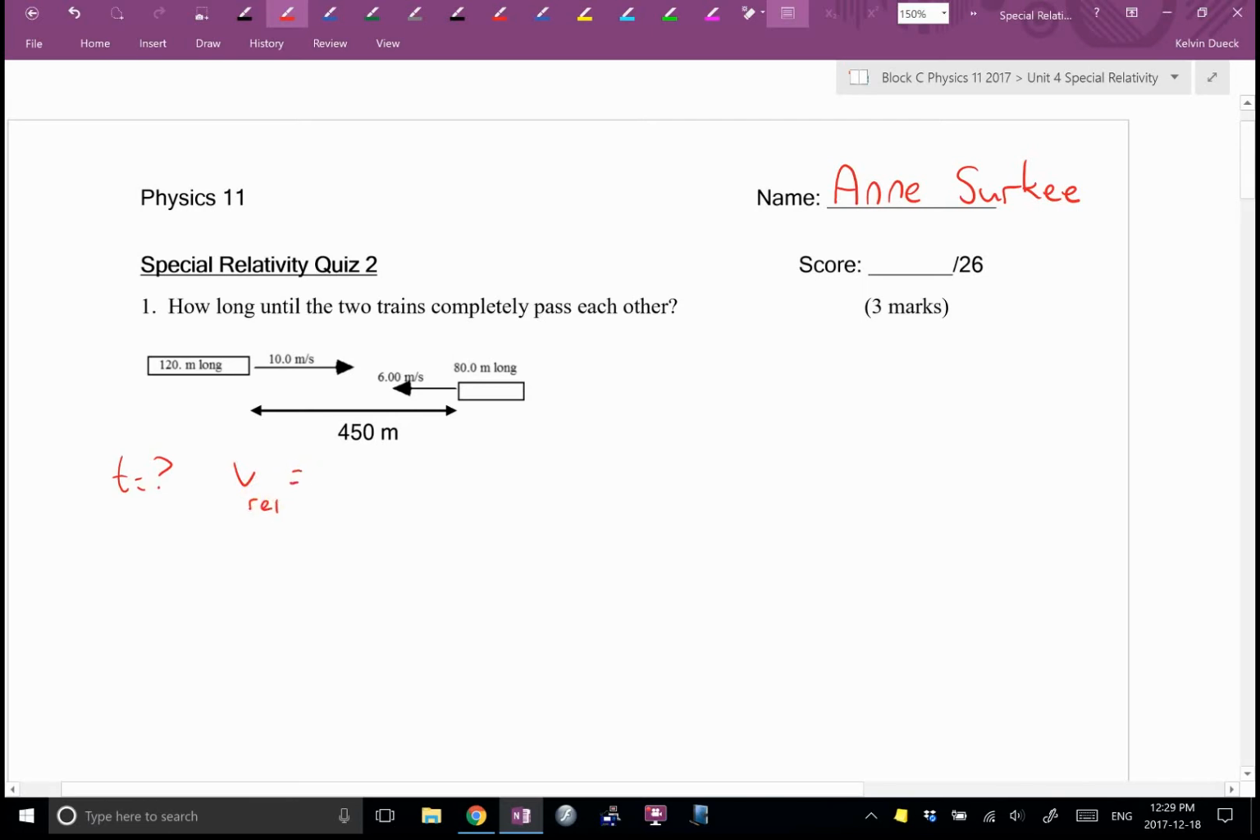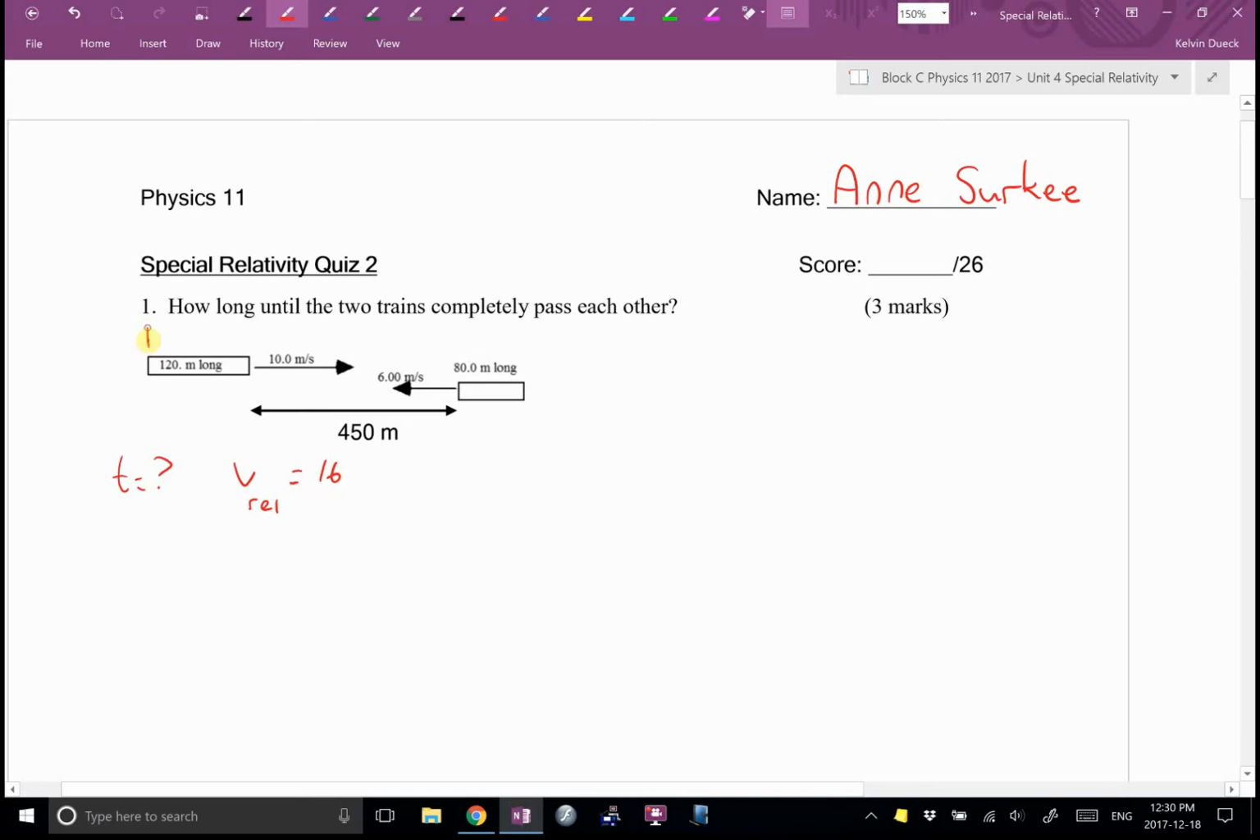V_rel equals, they're coming towards each other, one at 10, one at 6. Is their relative speed 16 or 4? What's a dumb, clever way that I can remember whether I add or subtract? Head-on collisions are worse. Now, also, if they're heading away from each other, that's the opposite of a head-on collision, but you'll still add. It's when they're going in the same direction, bigger minus smaller. So the relative speed is going to be 16.